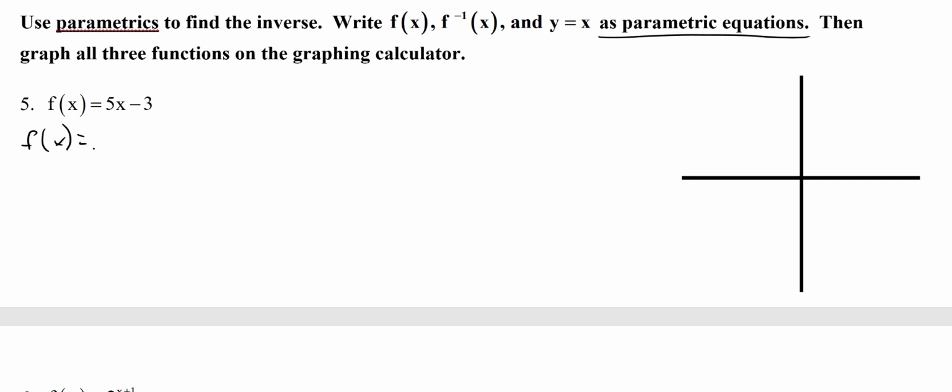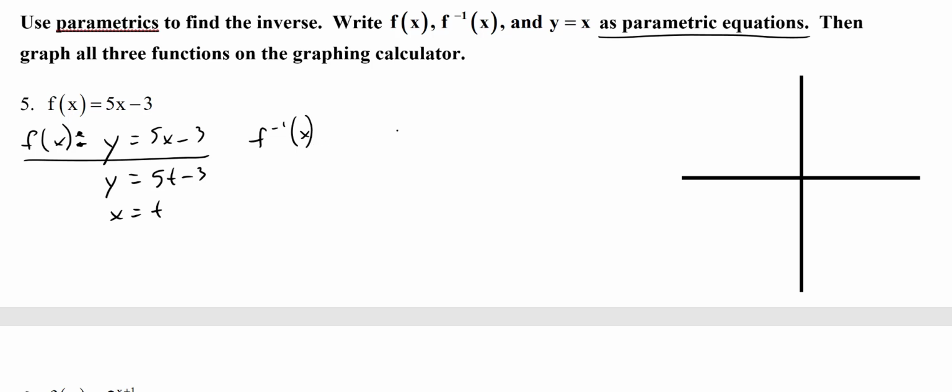So let's do the f of x. That's going to be y equals 5x minus 3. If I want to parameterize that, which is really easy, remember, y equals 5t minus 3 and x equals t. It's really easy to parameterize equations, guys. Okay, so that is the f of x function. And then let's do f inverse of x.